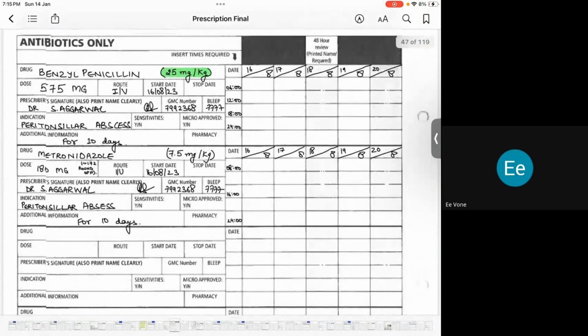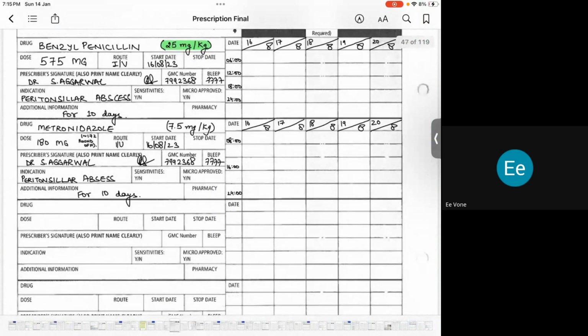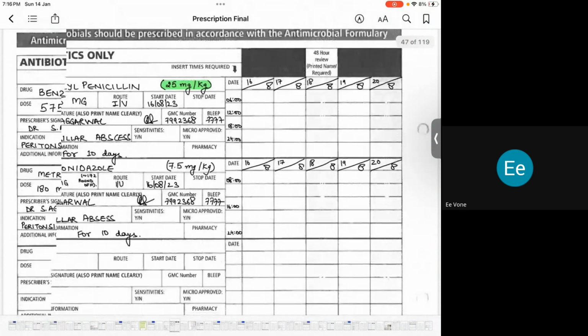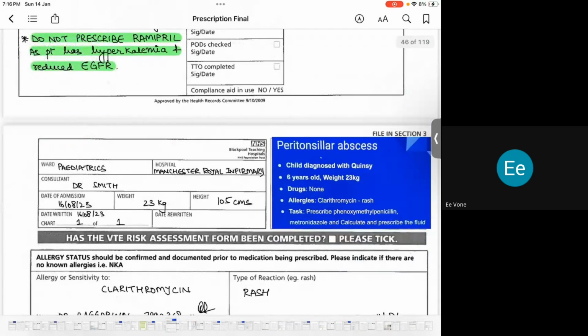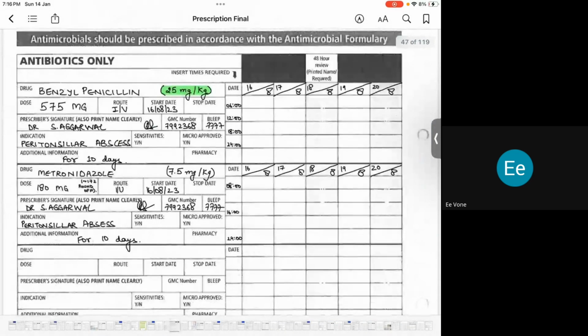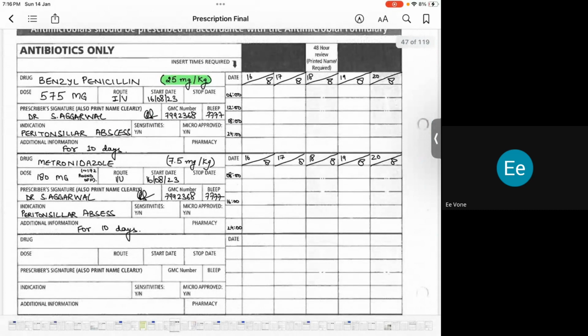In peritonsillar abscess we have to definitely prescribe some antibiotics. The antibiotic we have to prescribe is benzyl penicillin. If you open the BNF, you'll see the dose for benzyl penicillin is 25 mg per kg. This is a lengthy prescription. The weight of the child here is 23, so we do 25 multiplied by 23. You have to calculate that at that point of time. So 25 into 23 is 575.